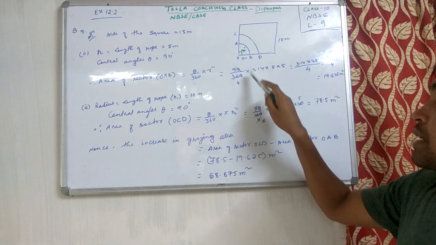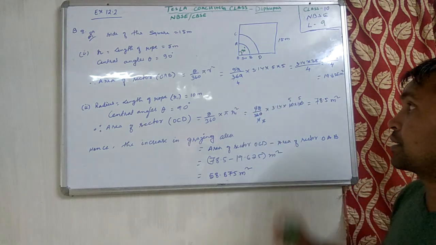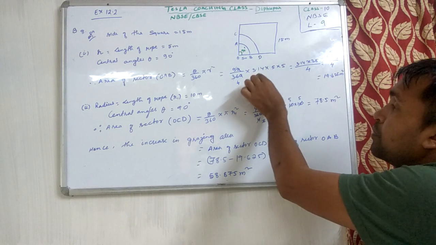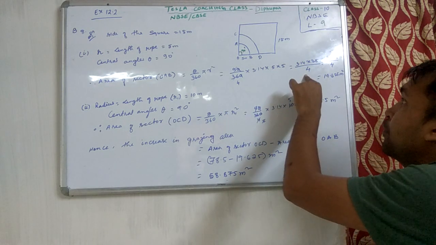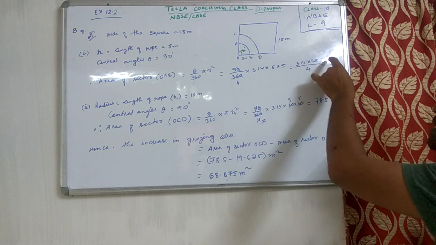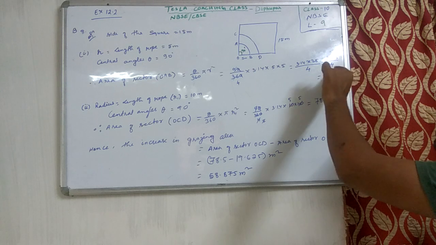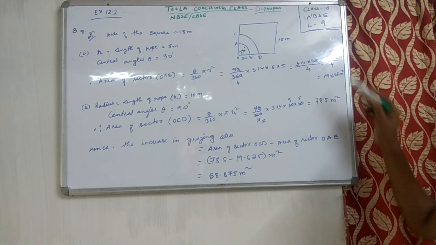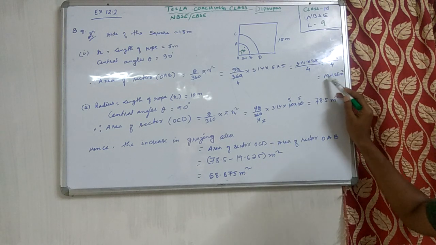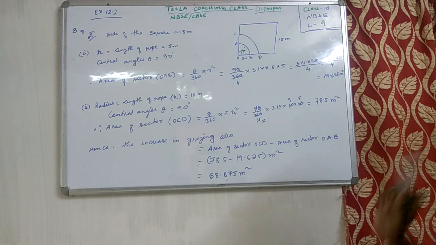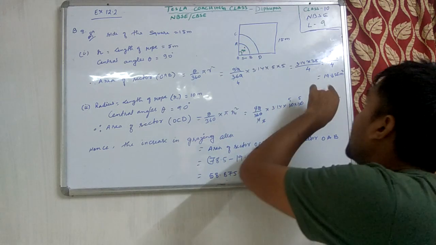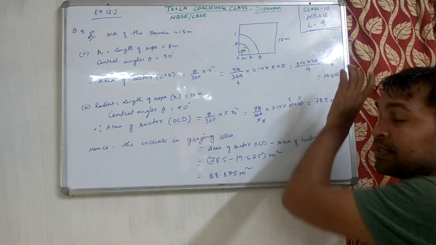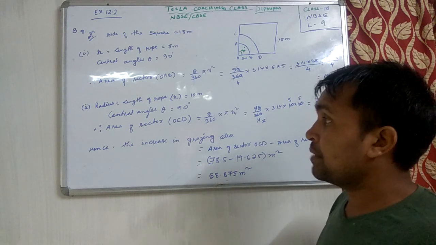So 0, 0 cancel, 9 4s are 36. So 3.14, and these two if you multiply, you get 25 divided by 4. When you multiply this, you will get 78.5 divided by 4. Now when you divide it by 4, how much are you getting? 19.625 meter square. It means when the length of the rope is 5 meter, this much area the horse can graze. I hope it is clear.